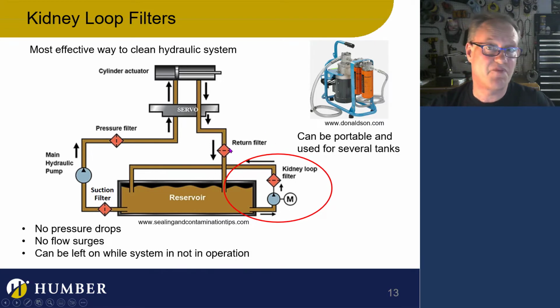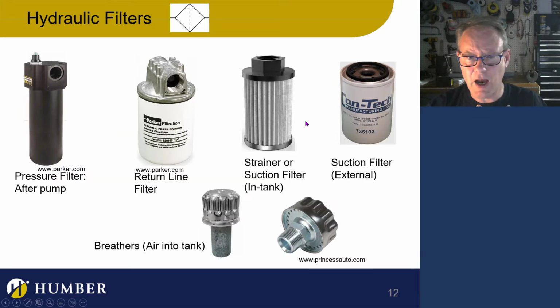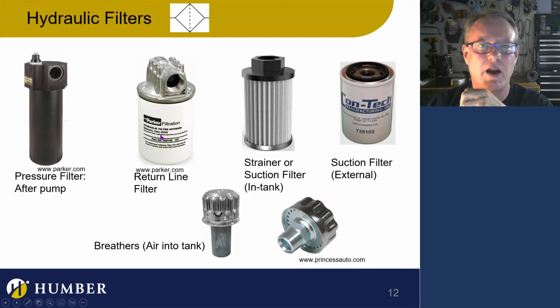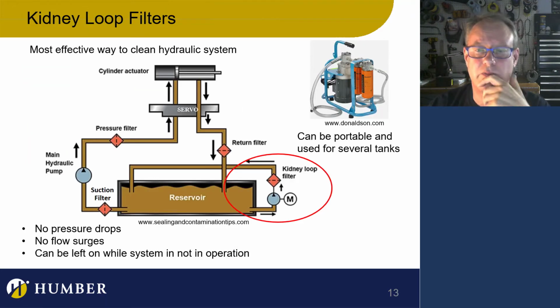There's a return filter, a very important return filter. You should always have a return filter on your hydraulic system. And I'm going to talk about two different kinds of return filters. One is just a standard return filter that we just looked at over here, where our return line filter is going to be like this. But there's another one there that actually takes metal particles out, which is pretty cool.